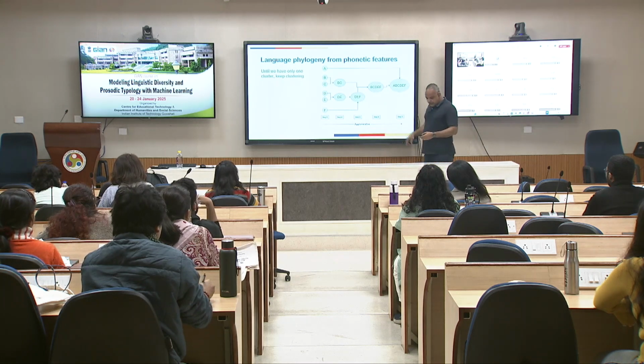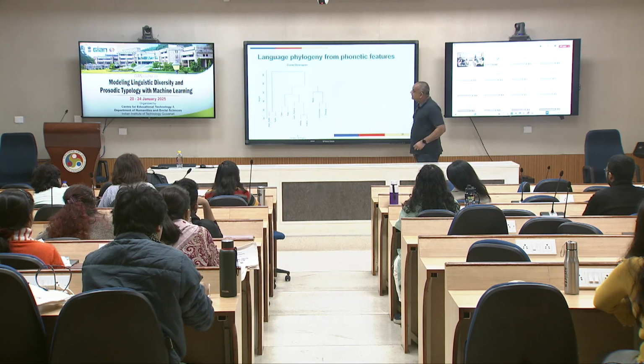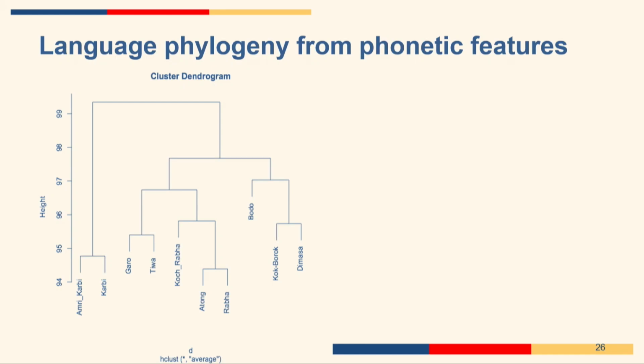So when we do that, we get a cluster dendrogram like this. This is exactly from the data that I showed you a little earlier. This is what we presented in 2012 at one conference. Now you can see how closely it matches our hypothesis. Karbi has two varieties, the Karbi spoken in the hills and the Amri Karbi, which is spoken about 30 kilometers away from IIT Guwahati, where you are now. The Amri Karbi variety and Karbi both cluster together into one cluster, right?